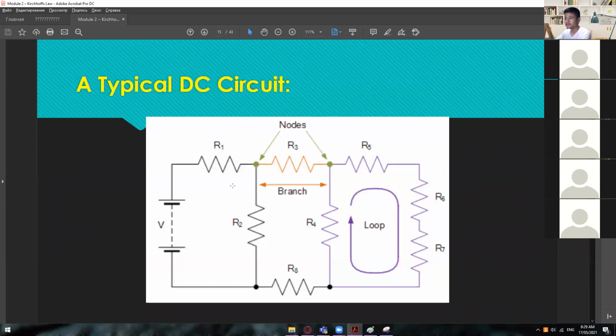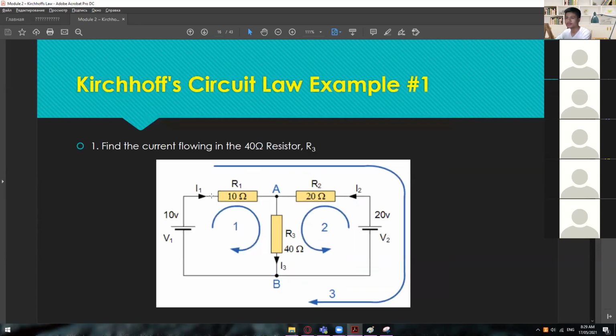All right. So this is a typical DC circuit. So again, more explanations when it comes to nodes and a branch and then a loop. Okay. So let's have an actual example regarding the KCL. Find the current flowing in the 40 ohm resistor R3.